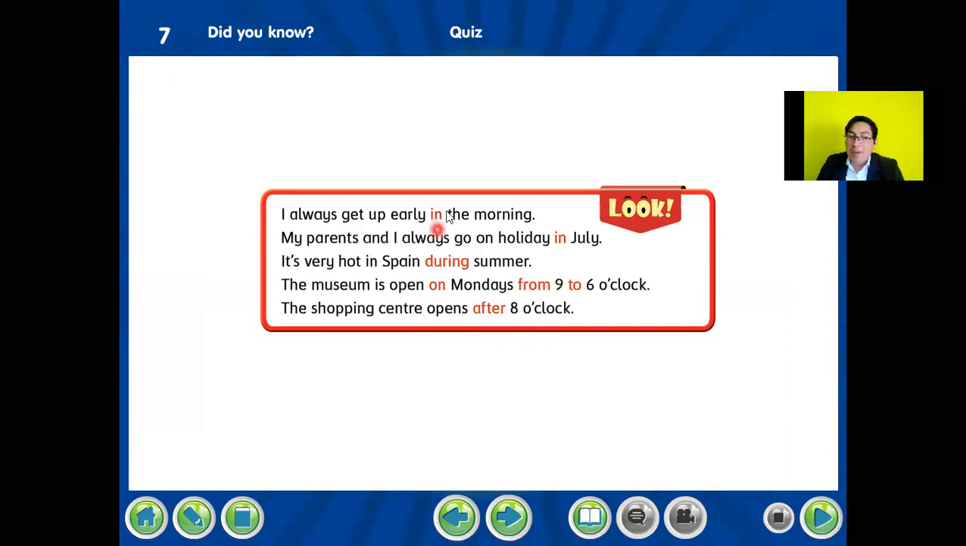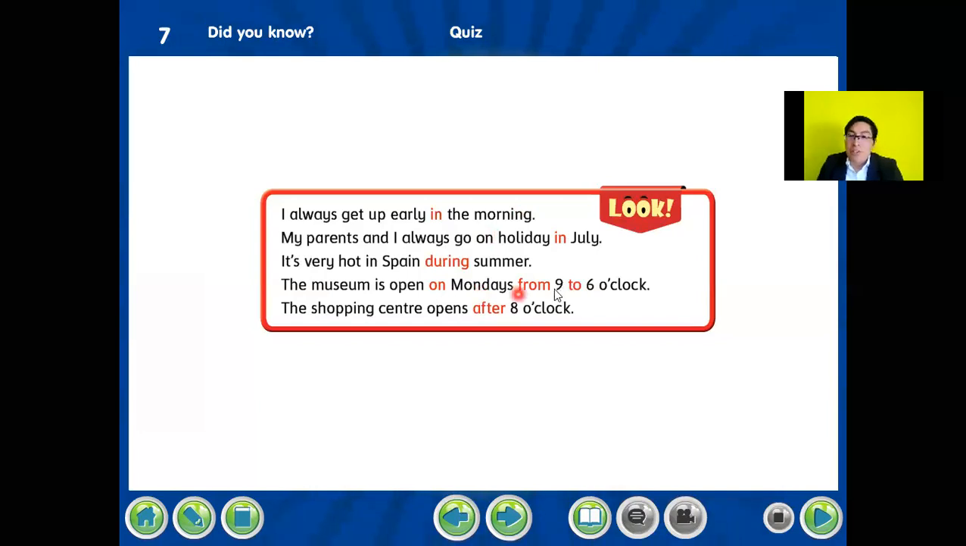In, remember, is for general time. In July, in the morning, during the summer. You see, it's very general, it's not specific. On is very specific. On Monday. You see, specific.